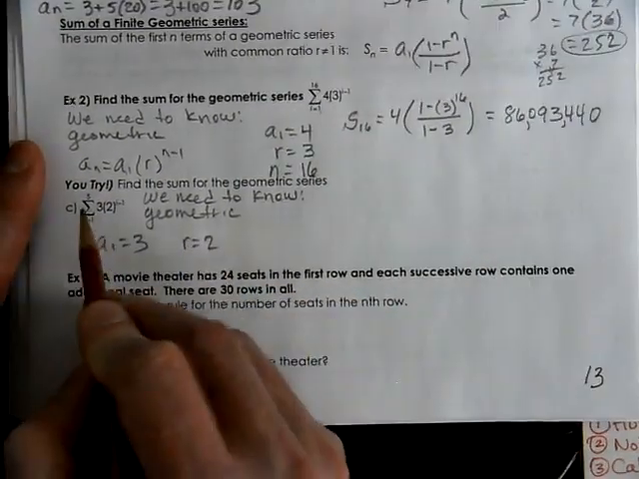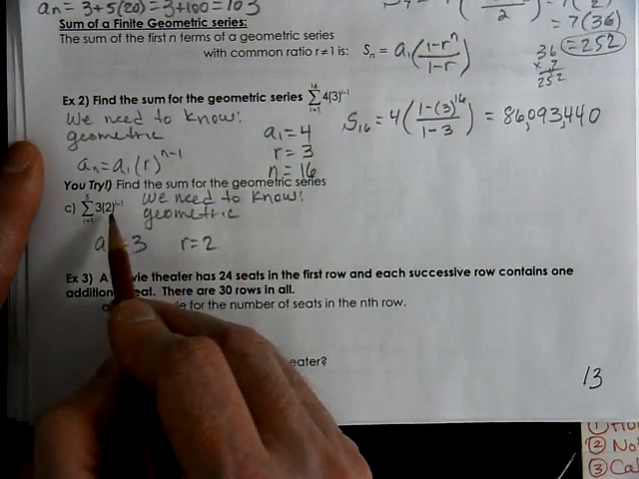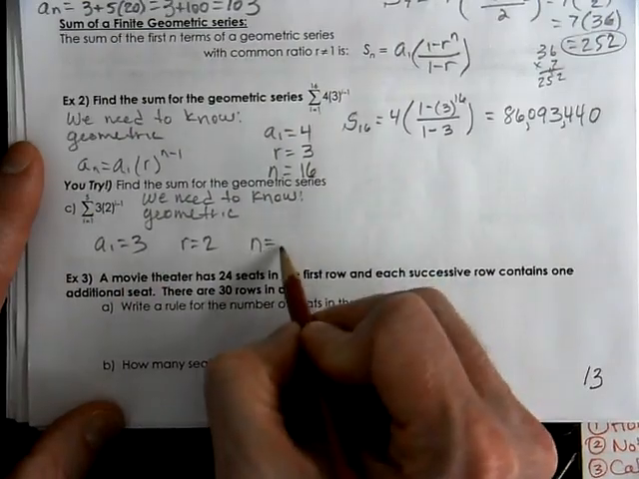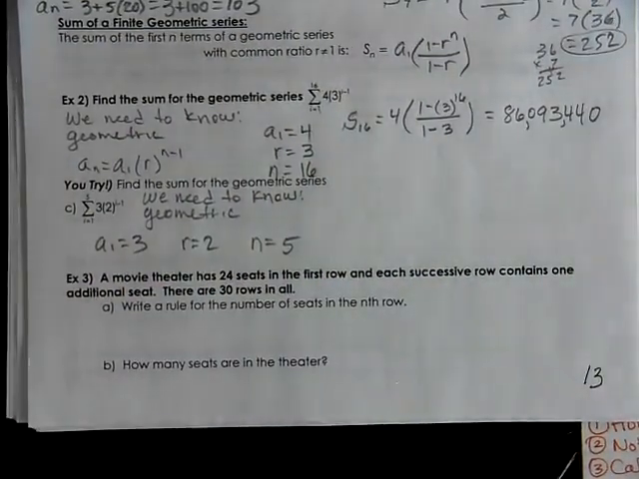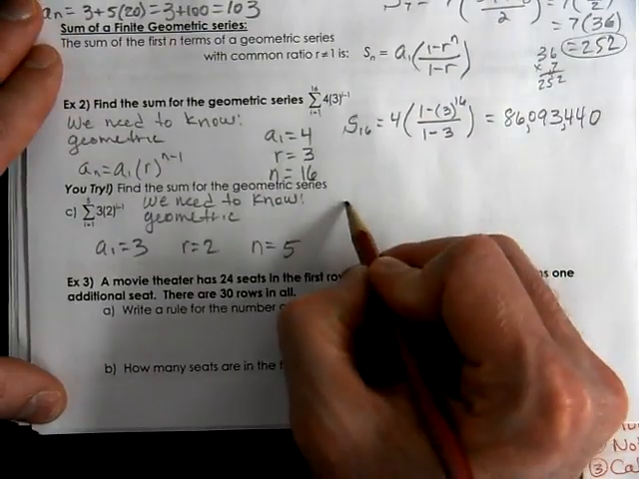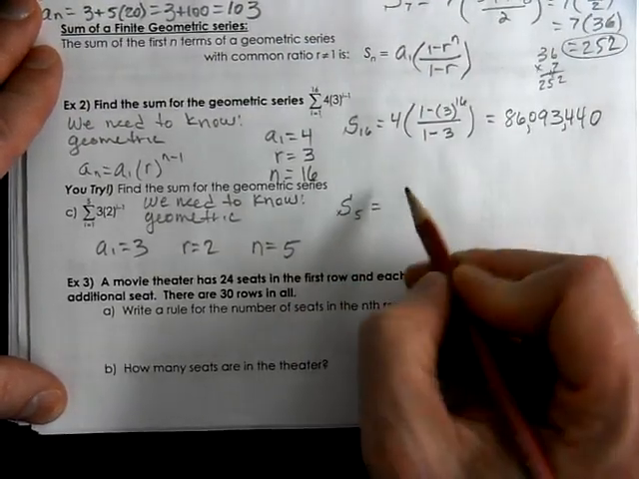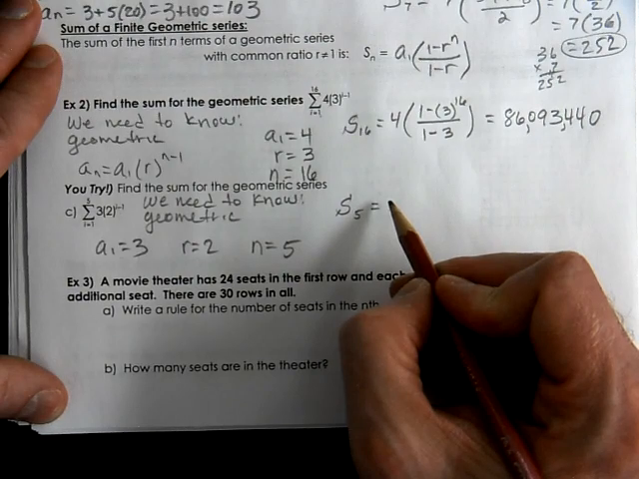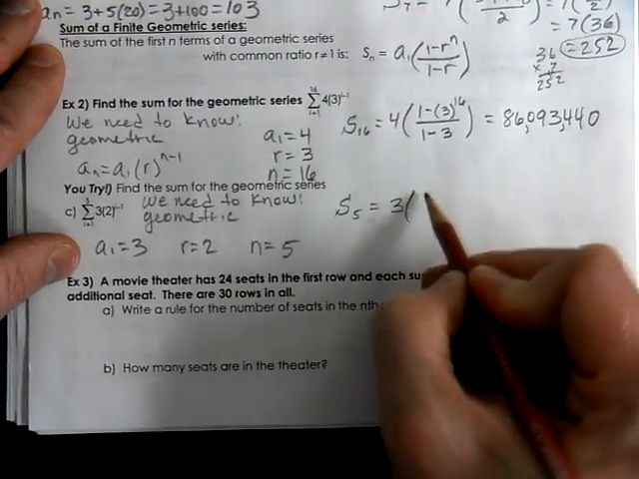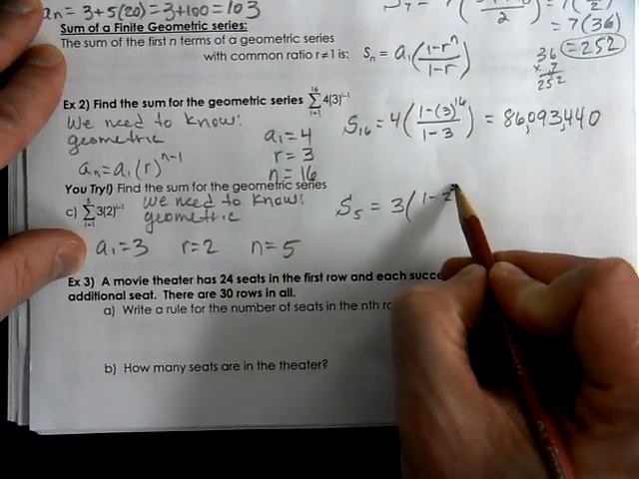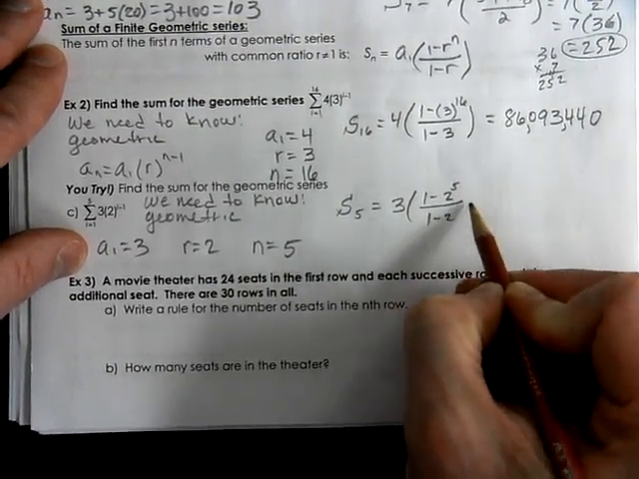So r is 2 because that's the value that's being repeated by the exponent. And n, since we're starting with 1, is going to be 5. Those are the parts you need to realize. So S of 5, where 5 is the number of terms, is going to be the first term times 1 minus your ratio raised to the number of terms, over 1 minus your ratio.